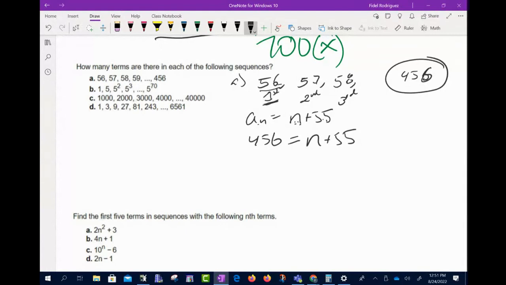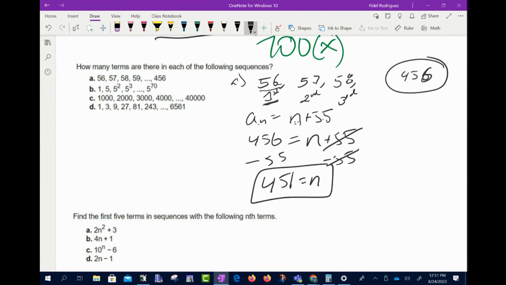How would I get rid of my plus 55? Subtract it, good. Okay, those are gonna go away. So 456 minus 55 should be something like 451. So for part A, there are 451 terms, right? And all I'm doing here, y'all, is I'm just trying to figure out how many terms do I have? So I'm not actually looking for the last term or the second term. I'm trying to figure out how many numbers do I have in that list.